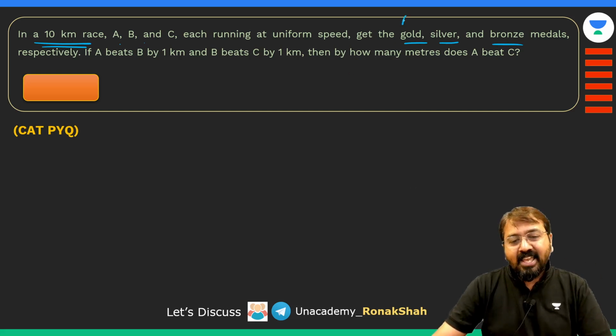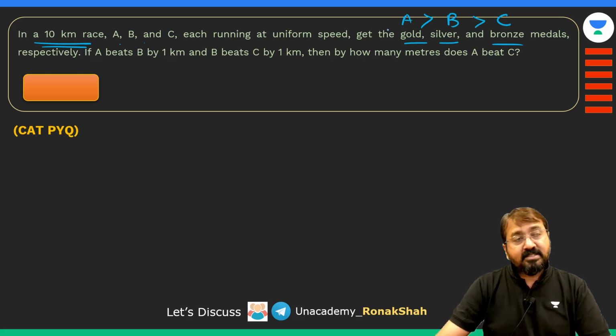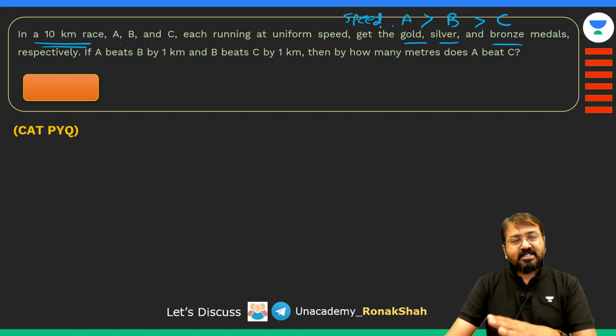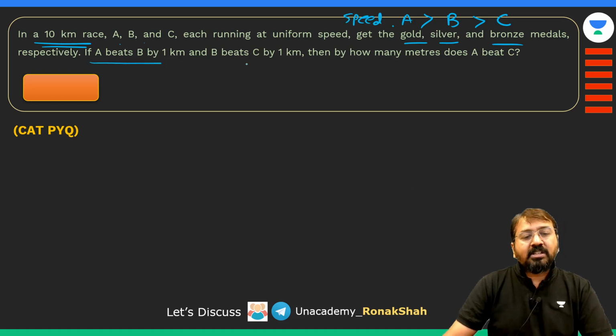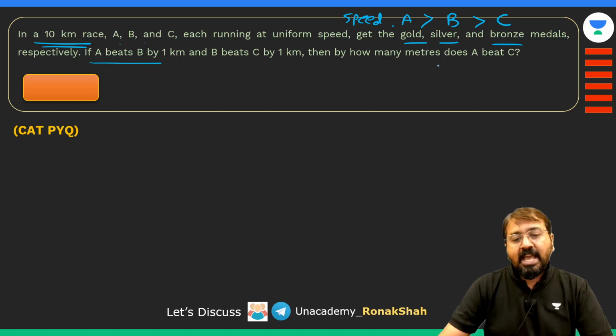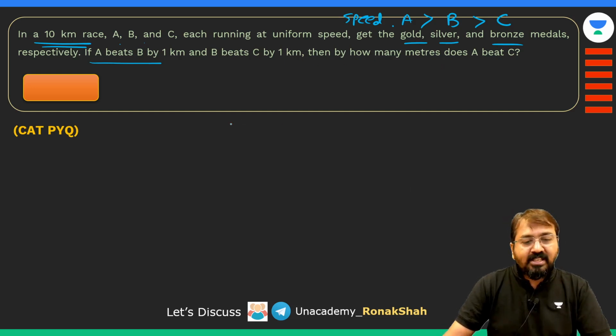So can I say A is the fastest runner, then comes B and then comes C. So this is the relationship of the speed. A is the fastest, C is the slowest. If A beat B by 1 kilometer and B beat C by 1 kilometer, then by how many meters will A beat C? It's a very easy question.